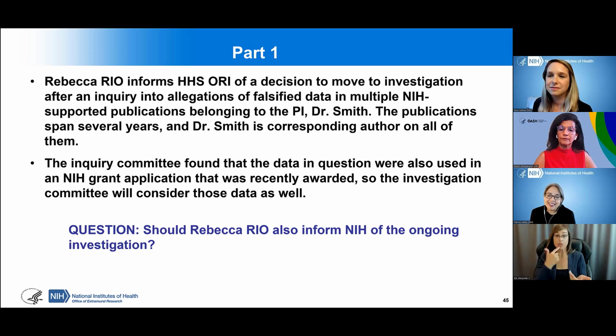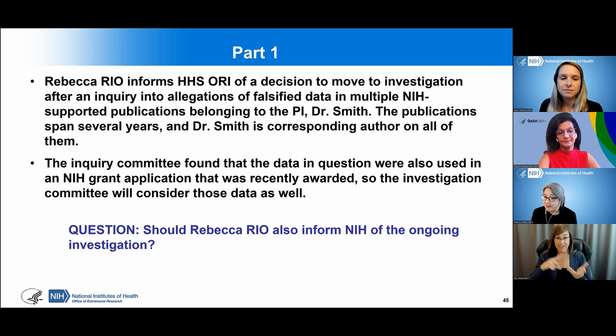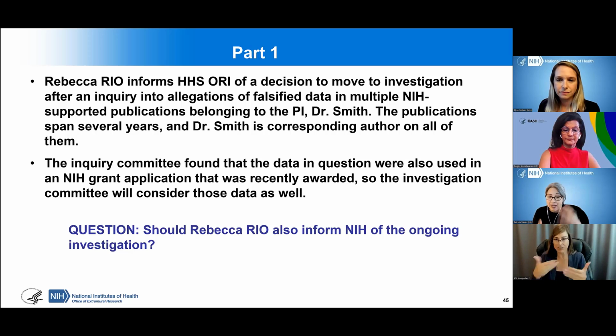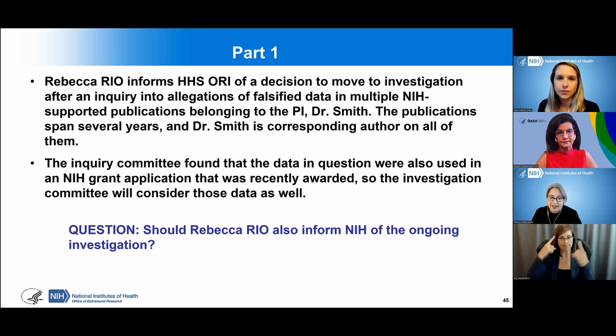So the answer is yes. Again, because the potentially falsified data is included in an NIH grant application that was recently awarded. That's something that we want to know. Again, if there's a research misconduct proceeding, understanding that things need to be kept confidential, but if there are grant compliance concerns that arise, you definitely need to let NIH know about the ongoing investigation. And so we generally ask that institutions let us know when they decide to go to an investigation after an inquiry. Okay. All right. Part 2.